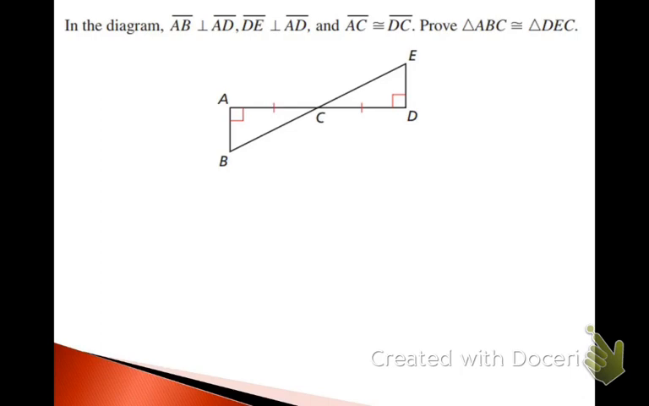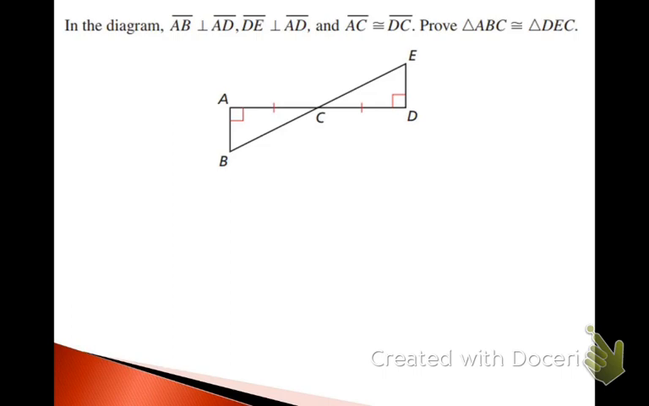Noah, go ahead and read the top line to me. In the diagram, line AB is perpendicular to line AD, DE is perpendicular to AD, and AC is congruent to DC. Prove triangle ABC is congruent to triangle DEC.